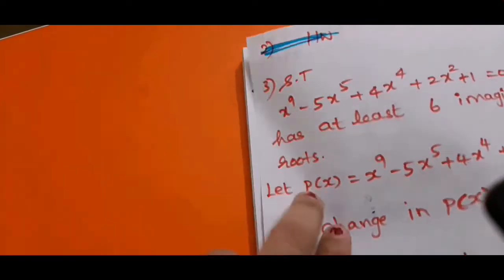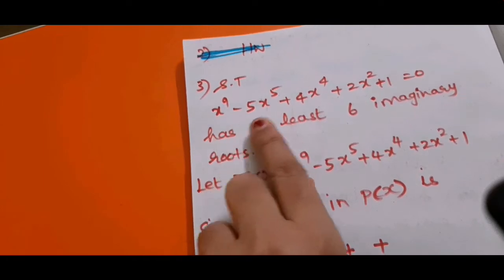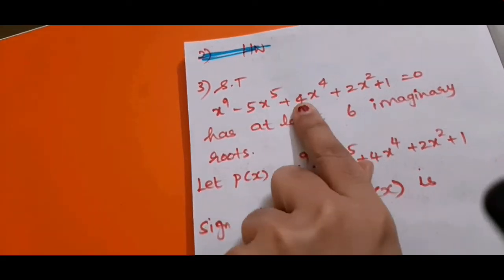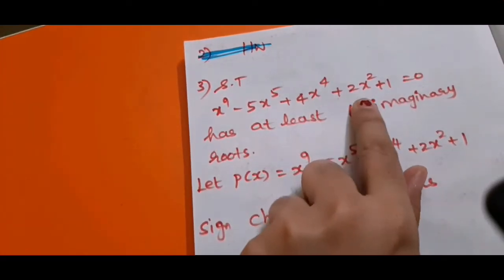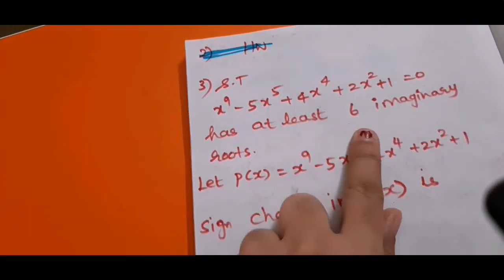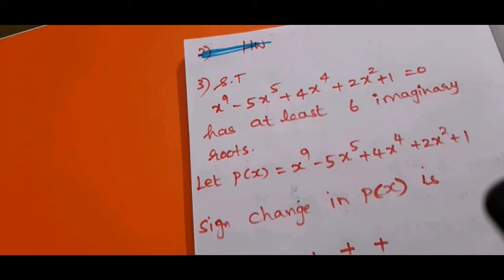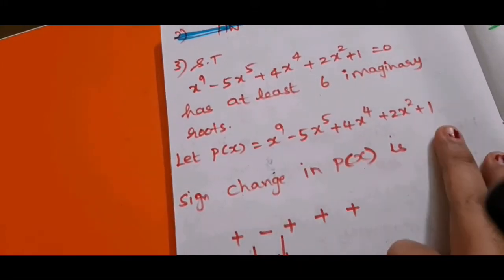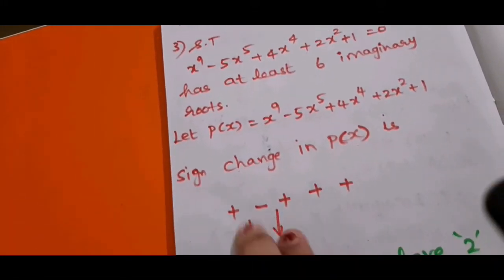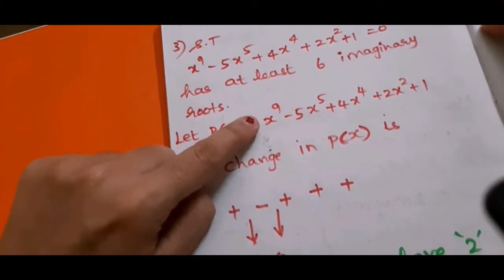Then the third problem is: show that x power 9 minus 5x power 5 plus 4x power 4 plus 2x square plus 1 is equal to 0 has at least 6 imaginary roots. So whatever polynomial you are given, just like that you have to take that. Then you should observe the sign changes in p of x.